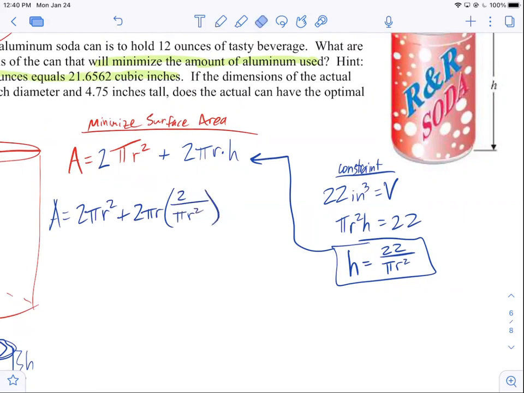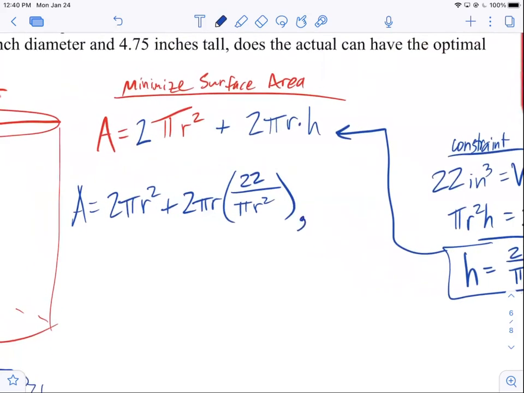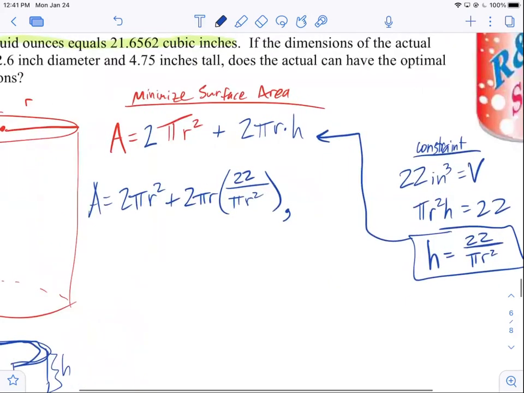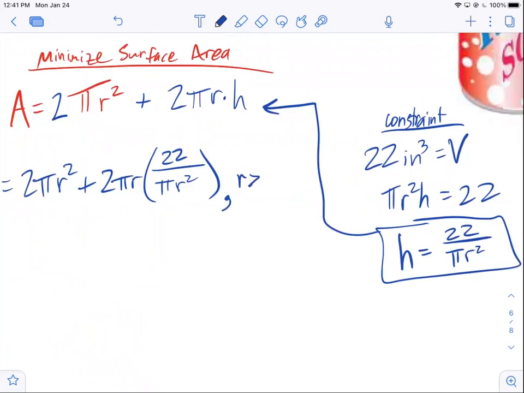All right, and then once I get that into a single variable, this is where we look for our relevant domain. What's the smallest the radius can be, or what's the lower bound, I should say? Are we going to have a negative radius? No. Can the radius be 0? No, but it could be anything greater than 0. So I know the radius has to be greater than 0.